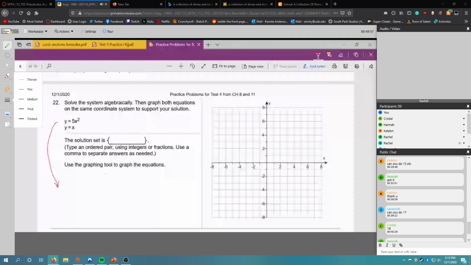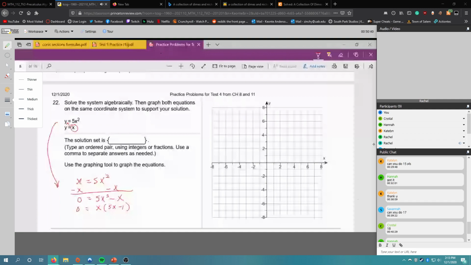But if y equals x, then I would take this x and put it right there for y. So that would give me x equals 5x squared. And then I would subtract x from both sides because this is a quadratic and I can't use the square root property because I have an x term. But I can factor out the GCF. And then I can solve those factors.